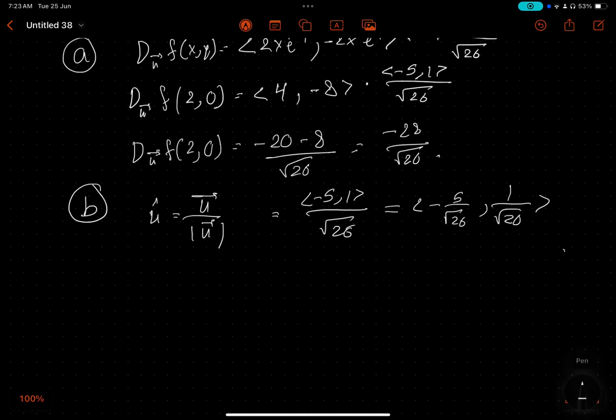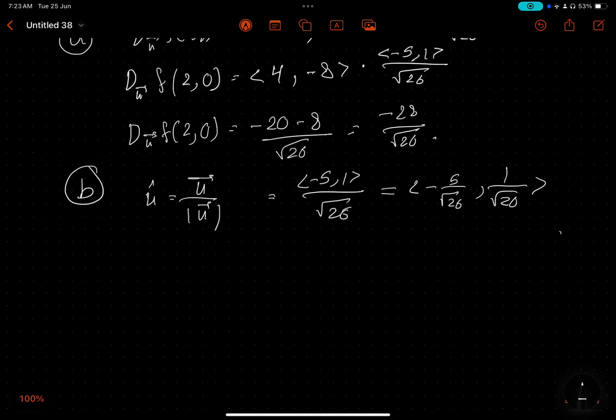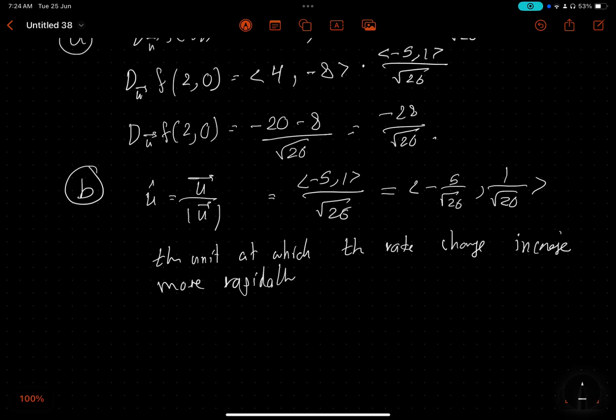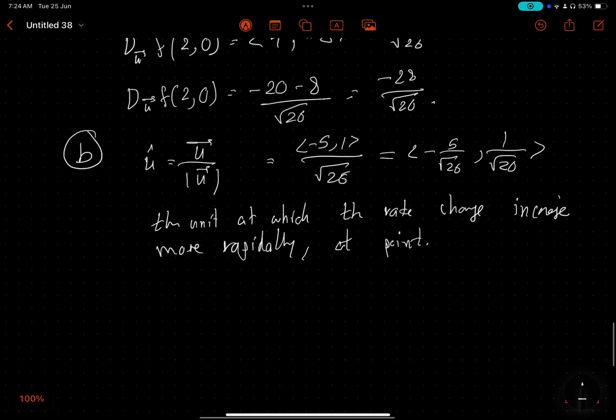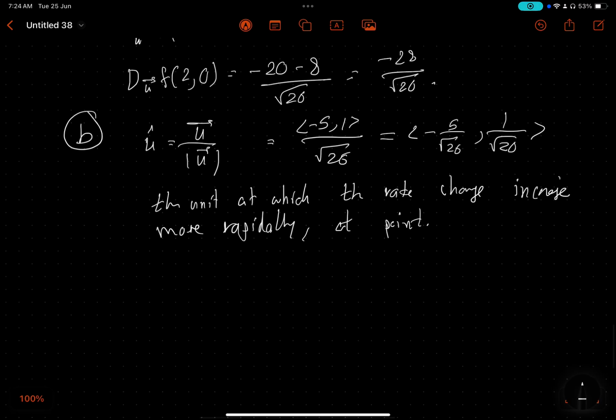The unit vector, okay. And if we say this is the unit vector at which the rate of change increases more rapidly at point P. So I need you to practice also with me because practice is very important for understanding. It's not only watching me solve this.